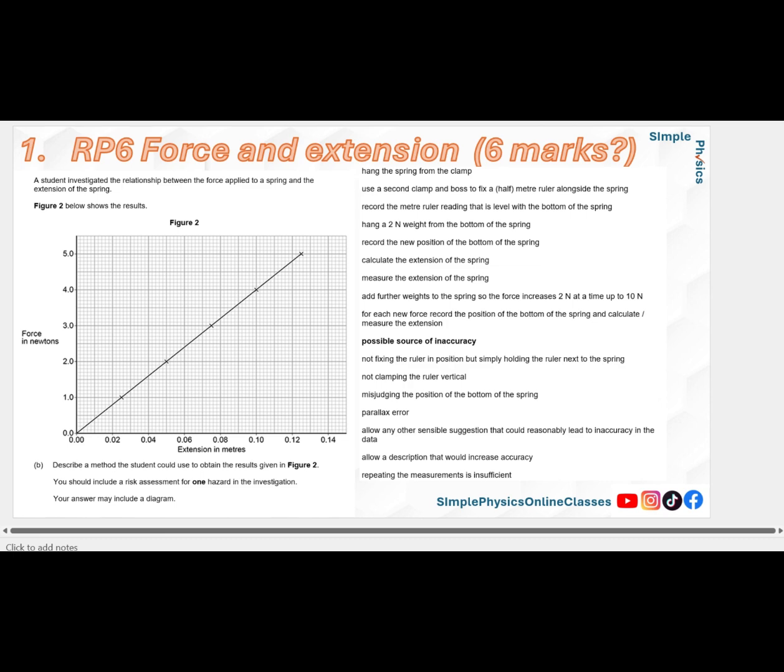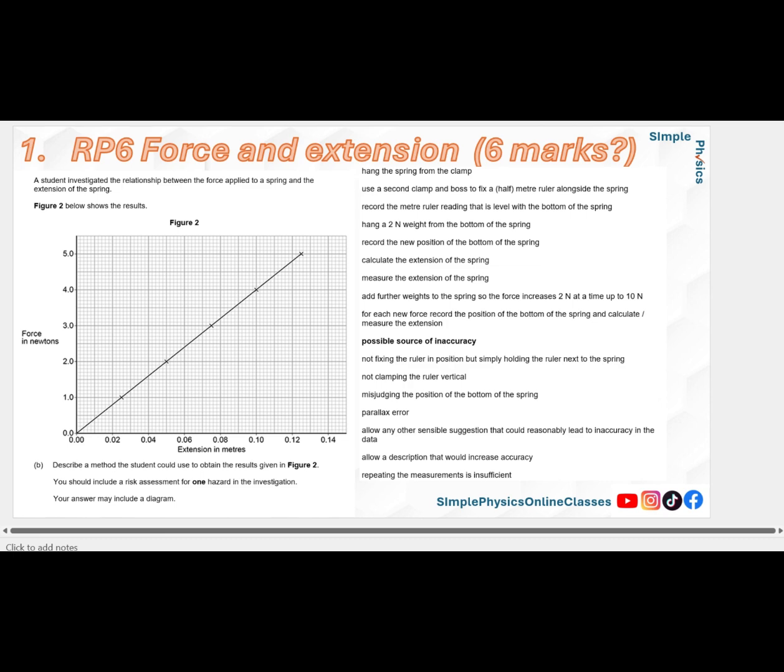Ruler's vertical, use a set square or a protractor to make sure it's vertical. Make sure it's as close to the spring as possible to avoid parallax error when you're reading off. Okay, just saying repeat is not enough. Repeat, taking measurements, ignoring anomalies or repeating anomalies is what you're expecting. Okay, so nice, easy, practical. Lots to talk about: variables, safety, and the method itself.